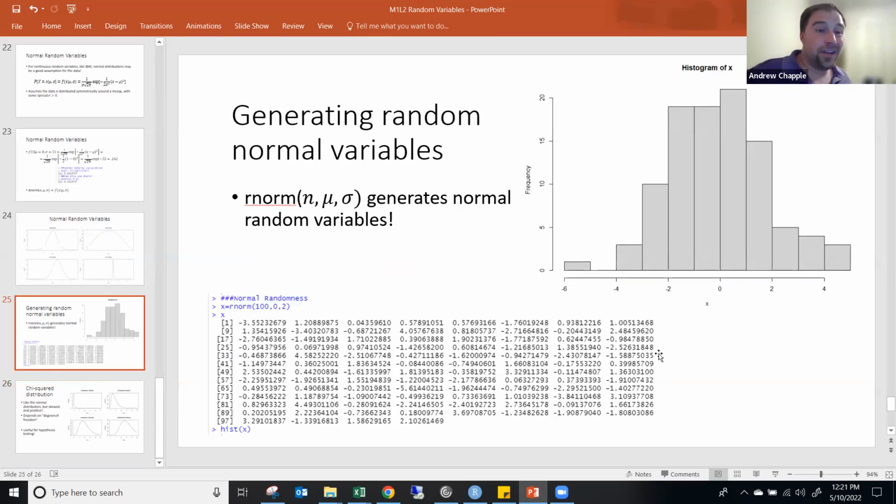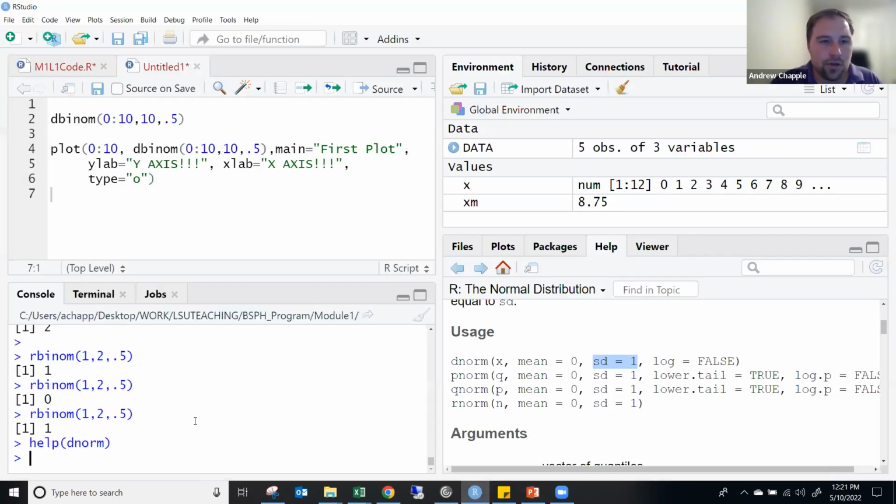I can also generate random normal variables using rnorm in the same kind of way. So here I could say, I'm defining this x value equal to rnorm 100, 0, 2, and then I'm going to print out x. And I can also make a histogram of this thing. I just want to show you that here.